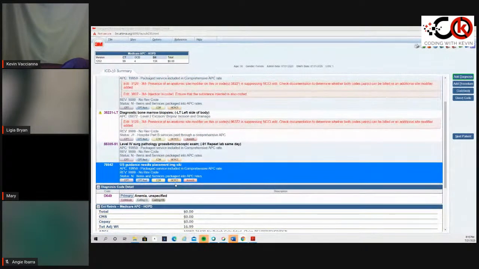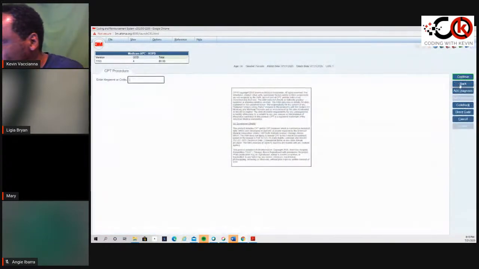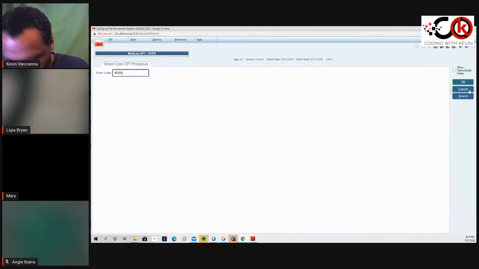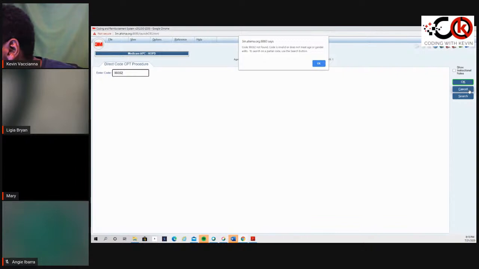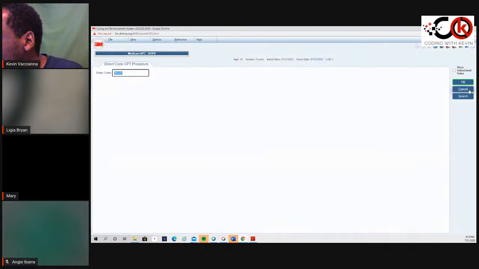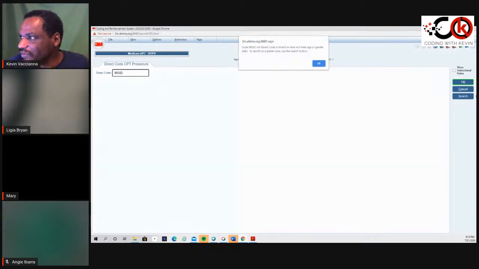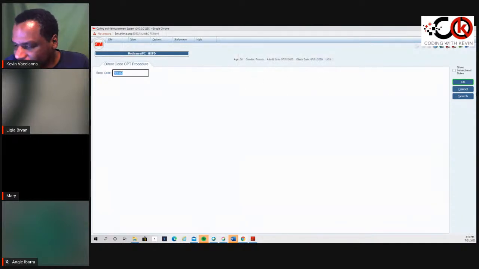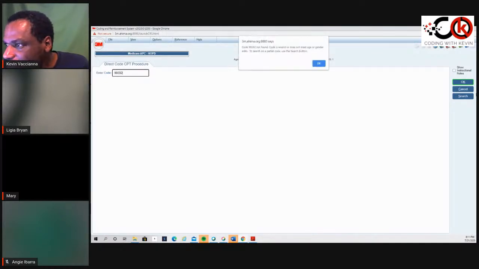99382. Hold on. Let me see. In the E&M section, on page 37 in the 2020 book, probably 36 in the 2019. 99382 is saying an invalid code there. Oh, that's a new preventative. It keeps coming up invalid. Try 99392. This is CPT, right? Yeah, in my CPT book. 99392. Yeah, that's it.